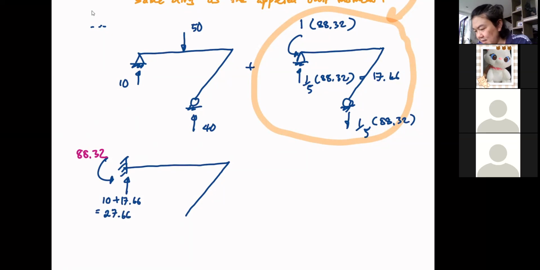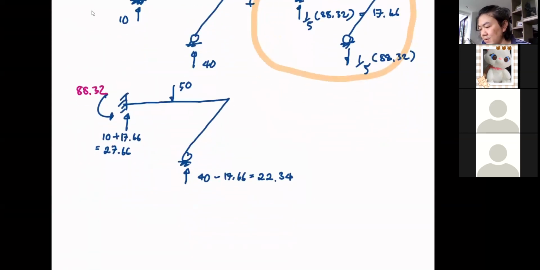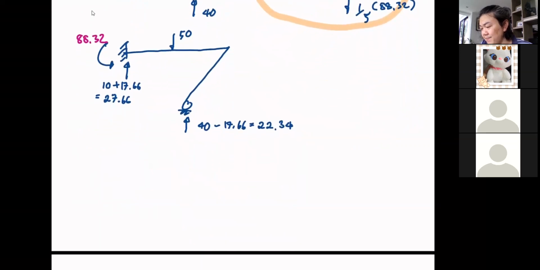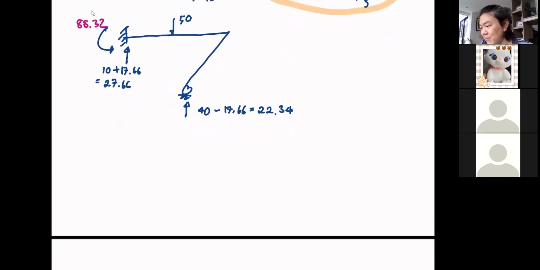Superposition. Here is 50. Then here is 40 minus 17.66. That is 22.34. Okay, and now we can proceed to draw the shear force and bending moment diagram if we wish.